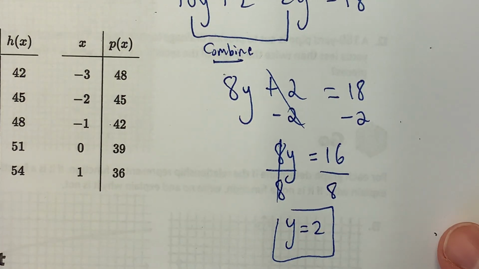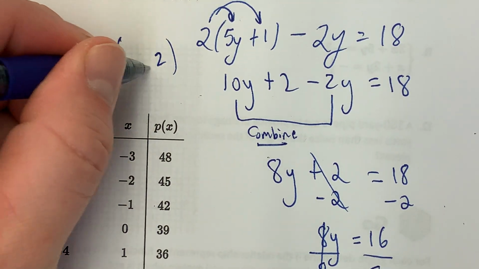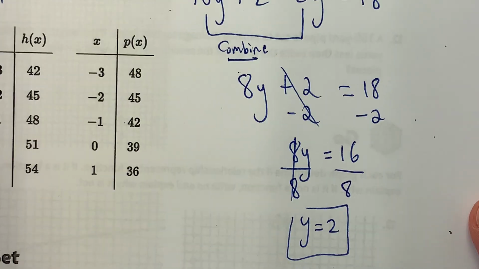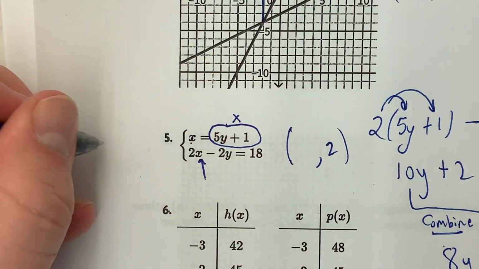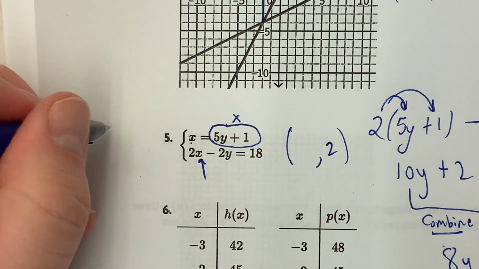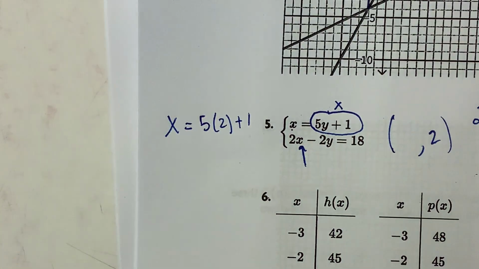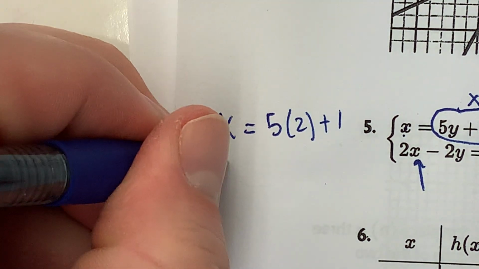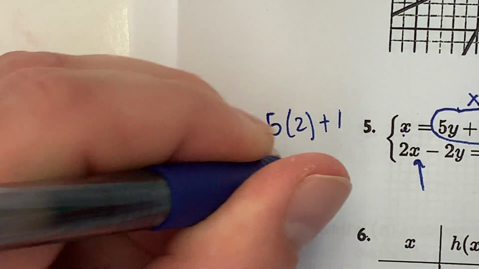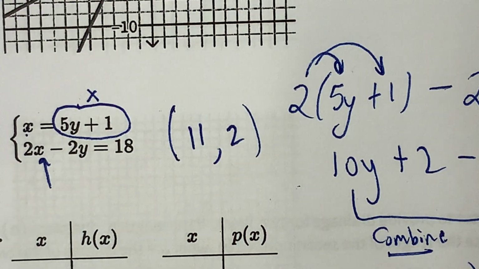How come I'm not done yet? Because 2 is only half of our answer. We need the x. So let's go back over here where it says x. And let's write x equals 5, instead of y, put the 2 in. See that? Now that's 10 plus 1, which is 11. We have our x, we have our solution, 11 comma 2.